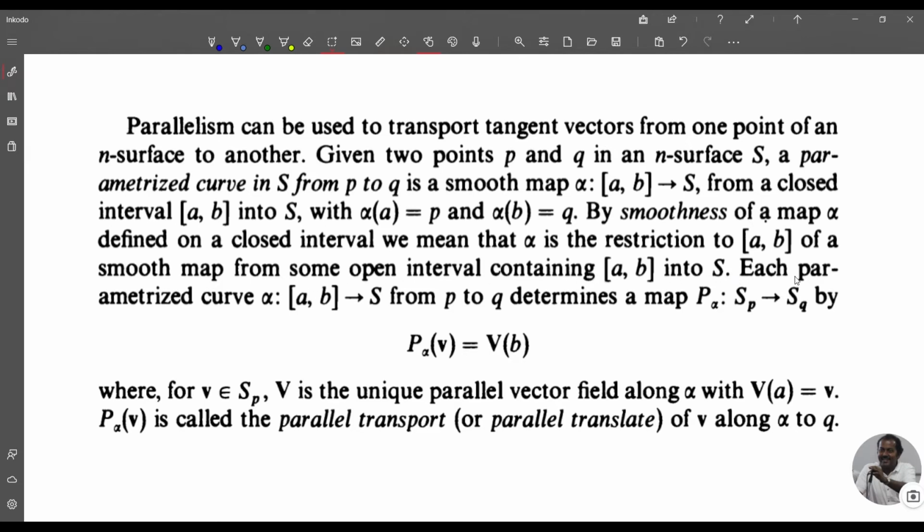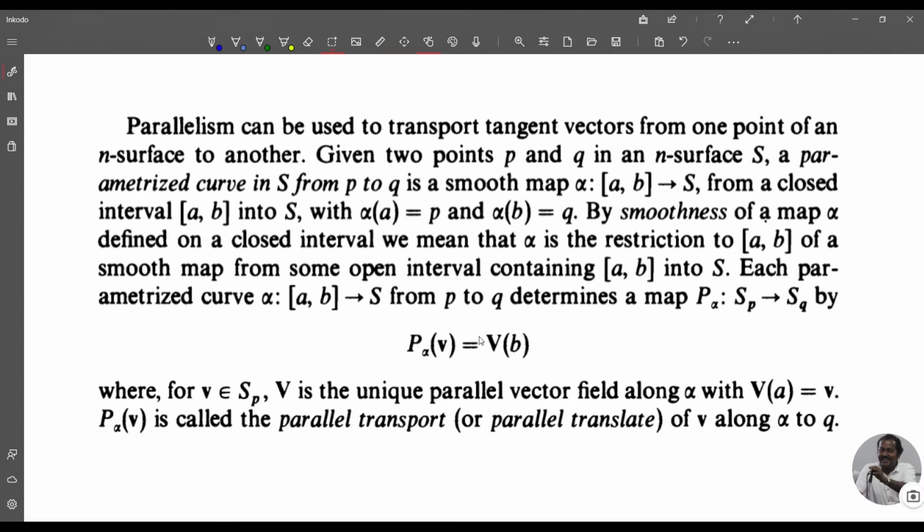Such a parameterized curve alpha from [a, b] to S from P to Q determines a map P alpha from SP to SQ by P alpha of v is equal to v of b, where SP is the tangent space at P and SQ is the tangent space at Q, and v belongs to SP.